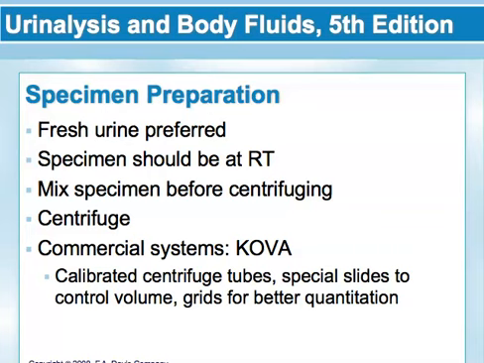And then you want to centrifuge the specimen for the microscopic exam. Once it's been centrifuged, all but a small portion should be poured off before you actually perform the microscopic examination. And there are commercial systems available, such as the one mentioned here called COVA, where they have specific tubes that are made for the urinalysis. So you centrifuge in these tubes, and then when you pour off, there's kind of like a little tip on the tube that holds on to the sample that you will actually use for the microscopic exam.